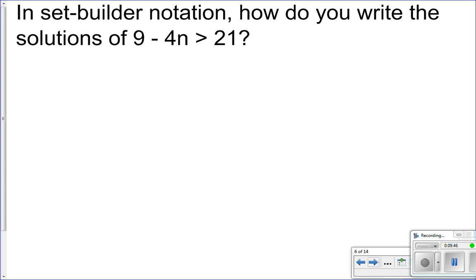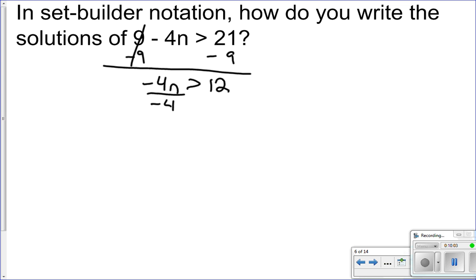First things first, I need to solve for my variable n. I'm going to subtract 9 from both sides, and I get negative 4n is greater than 21 minus 9, 12. Then I'm going to divide both sides by negative 4. Because I'm dividing by a negative, my sign is going to flip. My variable is now n, and I have to do 12 divided by negative 4, which is negative 3.